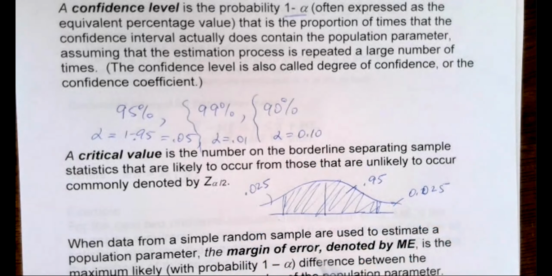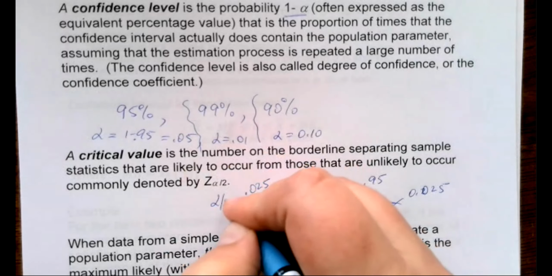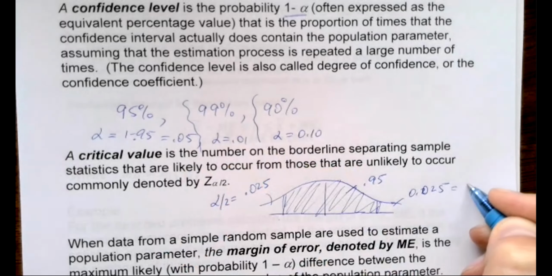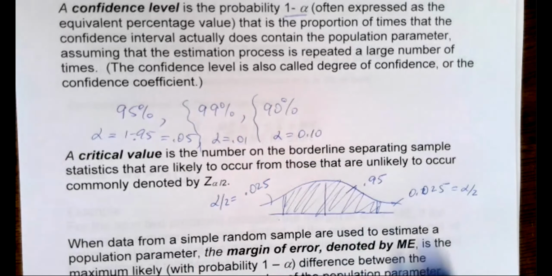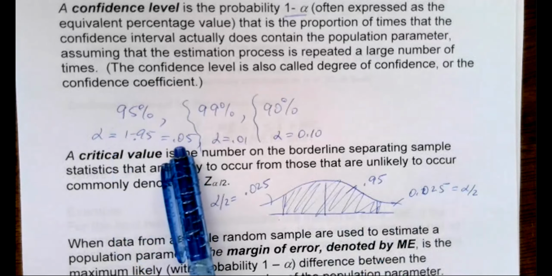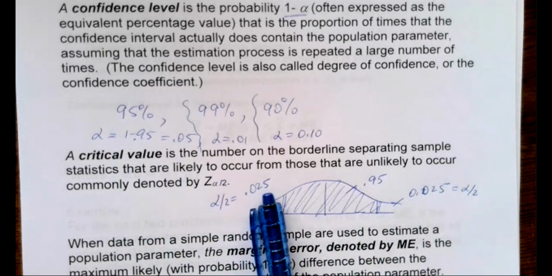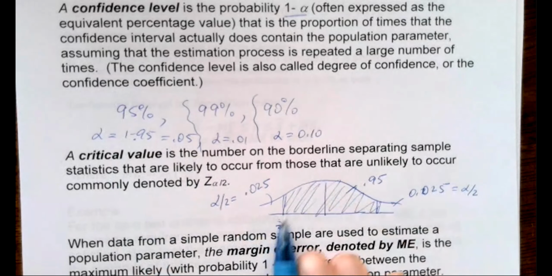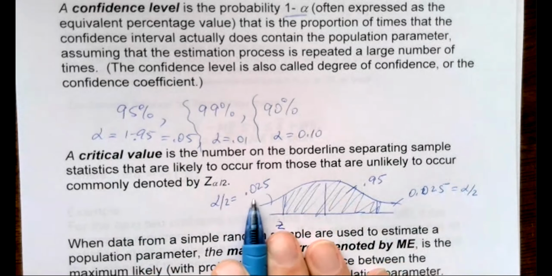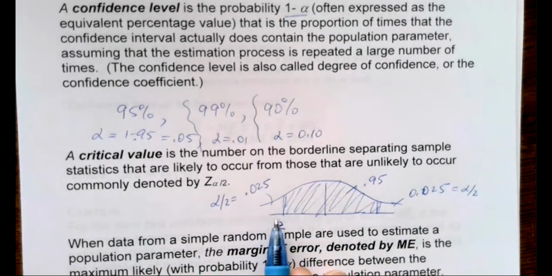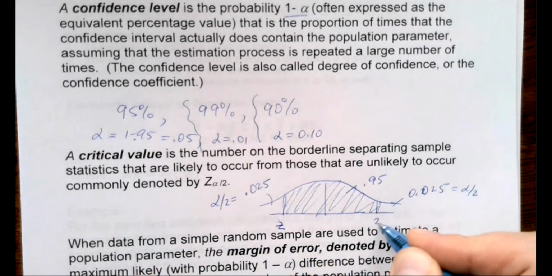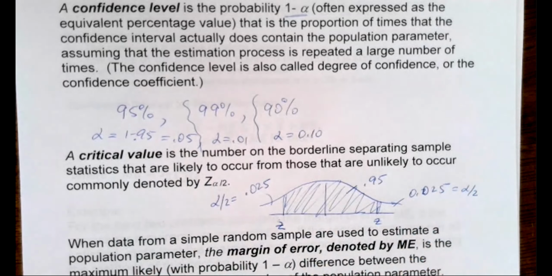So we're going to have 0.025 on both ends, and this is alpha divided by 2. Remember, the alpha that corresponds to 95% is 0.05, and 0.025 is alpha divided by 2 because we have to split it into 2 ends. Now the Z values are the values that cut off the bottom 2.5% in this case and the top 2.5%.